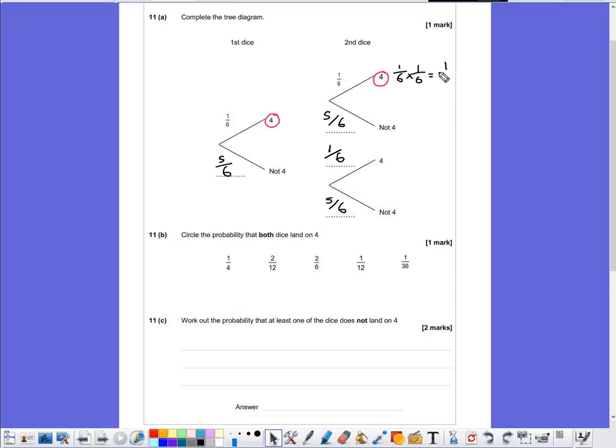1 times 1 is 1, 6 times 6 is 36. So there's a 1 in 36 chance that we would get a 4 on both dice, which means we can circle the final answer.